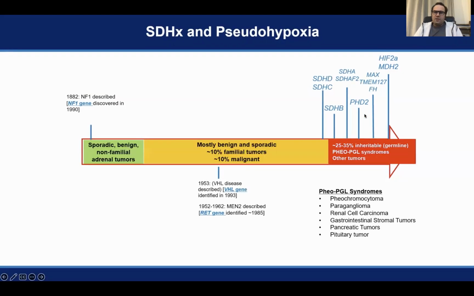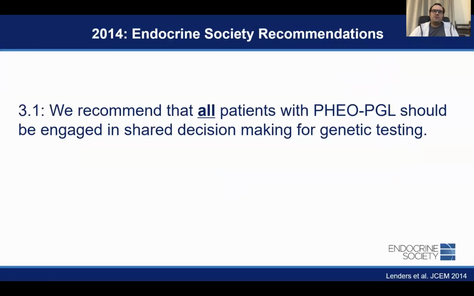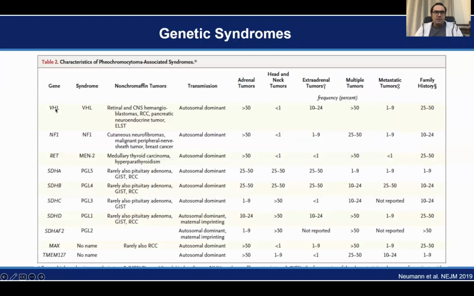But in the 2000s and after that, we understood that there were many genes: the SDH family, SDHD, SDHC, SDHA, B, TMEM127, MAX, HIF, all these were discovered. So now we know that around 30 to 35% are inheritable Pheo-PGL syndromes. So in the Endocrine Society guidelines, we recommend that all patients with Pheo-PGL should be engaged in shared decision-making for genetic testing. Here you can understand that von Hippel-Lindau syndrome is caused by the gene VHL.